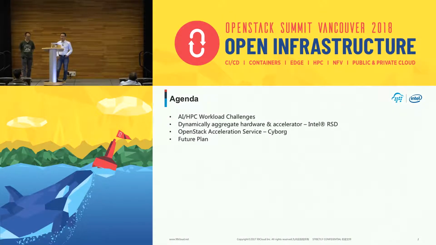Okay, today's agenda. First of all, I will introduce the AI and HPC workload challenges. What kind of workload are we going to meet in the future data center, and do we have a solution to resolve those problems? What kind of technology can we use? And then I will give an introduction about the Intel RSD technology, and I will show you a demo afterwards. And then Jianfeng will introduce the OpenStack acceleration service Cyborg and the future plan.